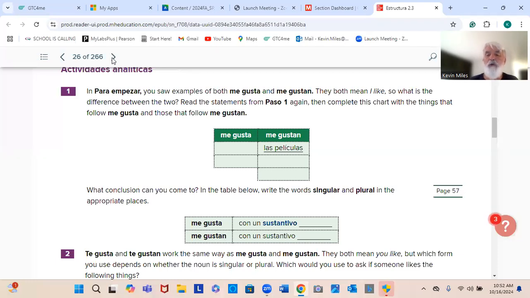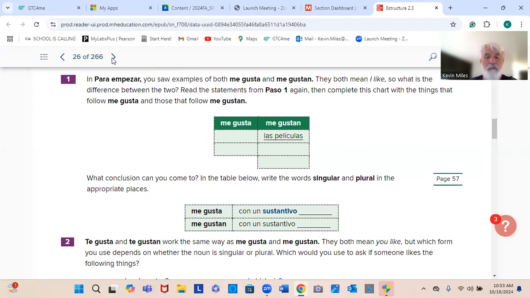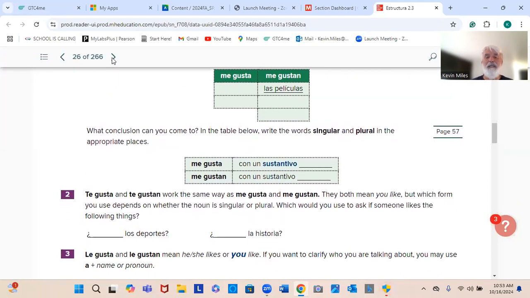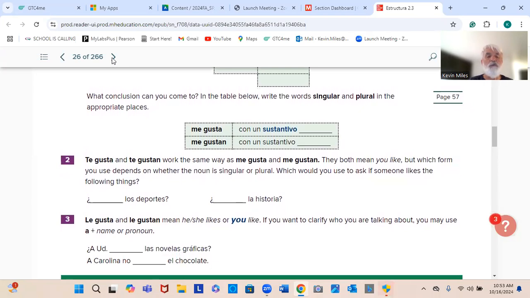So I like the book would be me gusta el libro. It's just 1 book. But I like the books would be me gustan los libros. And that's it in a nutshell. Nothing more. All right. So if the thing liked is plural, use gustan. If the thing liked is singular, use gusta.